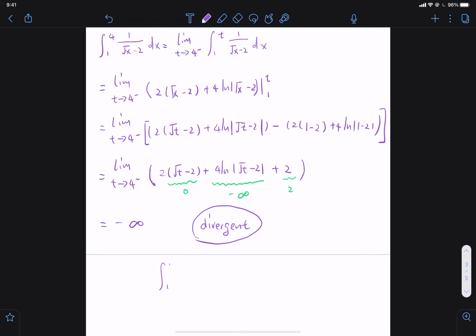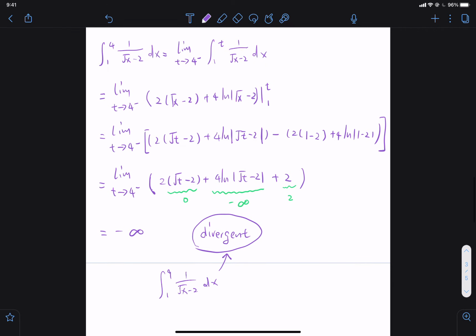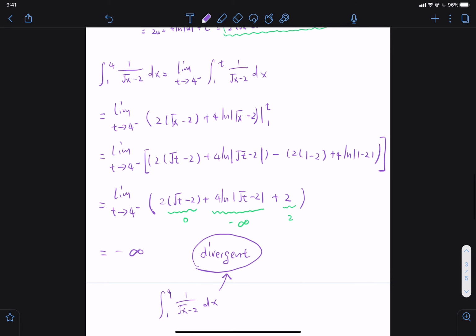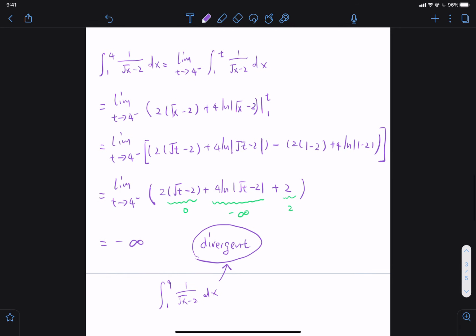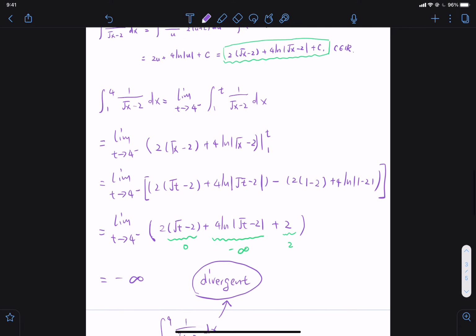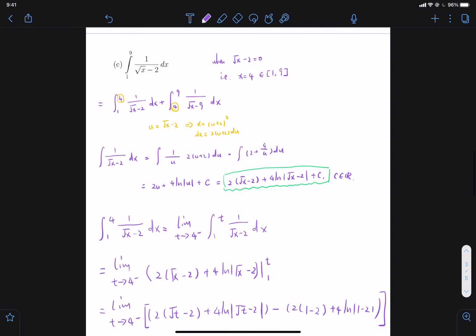So this integral from 1 to 9 is divergent. That is also very simple, except that we need to break down this function into 2 definite integrals. That is the only difference between this and the previous questions. Apart from that, there's nothing new, nothing more than turning that into the limit notation and computing the limit. And that is our question C.